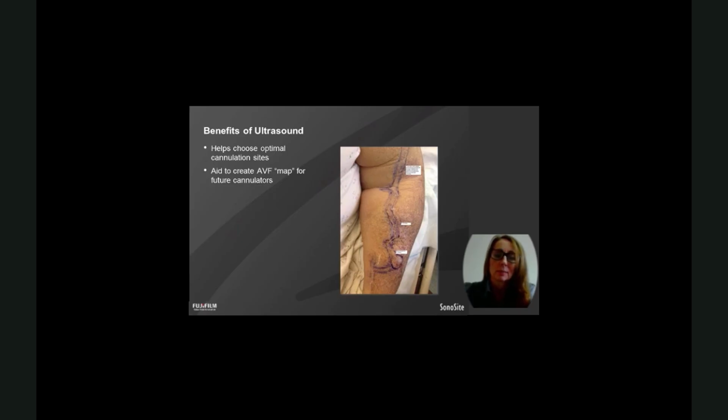So you can see on this image on the right here, I've created a map. I've drawn it on the patient's arm, and this arm had a fistula for a year that wasn't being used because the staff had multiple difficult cannulations. So I was able to draw a map, take a photo of that and save it in their records so that staff could see where the bends and turns were and how deep it was. And then they were able to successfully cannulate.